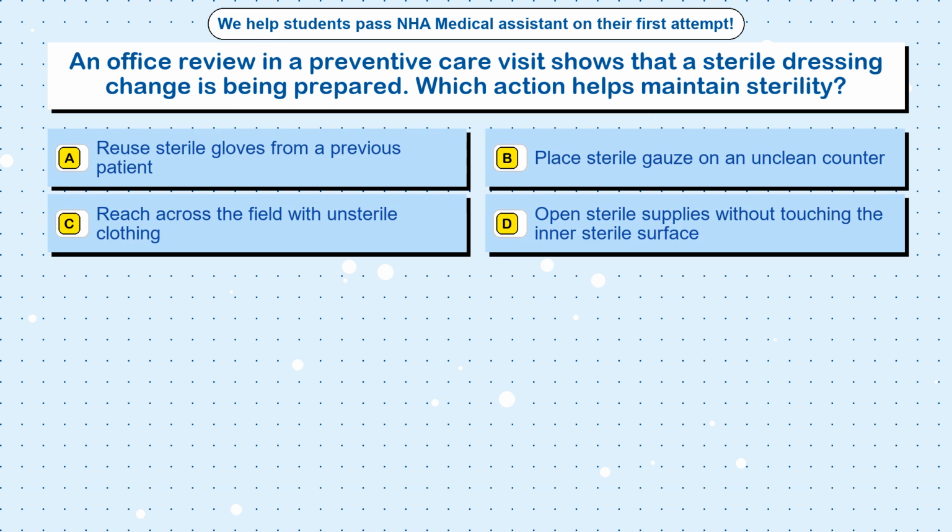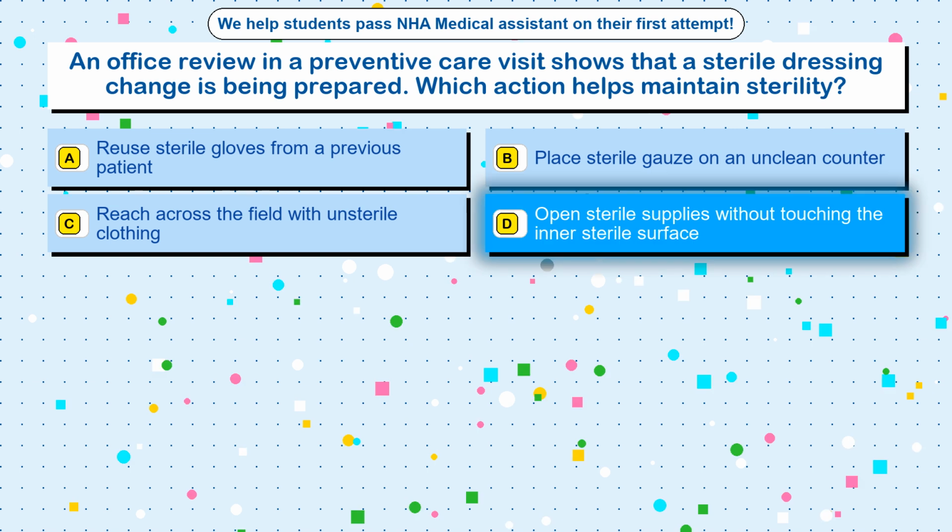Question 9. An office review in a preventive care visit shows that a sterile dressing change is being prepared. Which action helps maintain sterility? Option A. Reuse sterile gloves from a previous patient. Option B. Place sterile gauze on an unclean counter. Option C. Reach across the field with unsterile clothing. Option D. Open sterile supplies without touching the inner sterile surface.